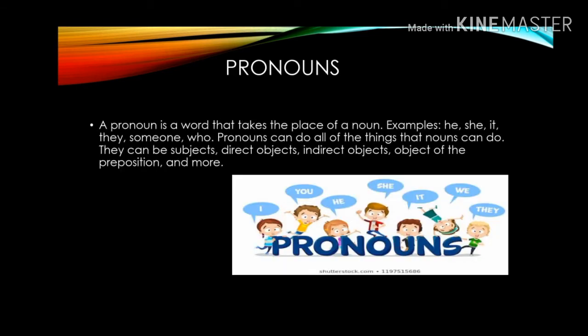Pronouns. A pronoun is a word that takes the place of a noun. For example, he, she, it, they, someone, and who. Pronouns can do all the things that nouns can do. They can be subjects, direct objects, indirect objects, object of the preposition, as well as more.